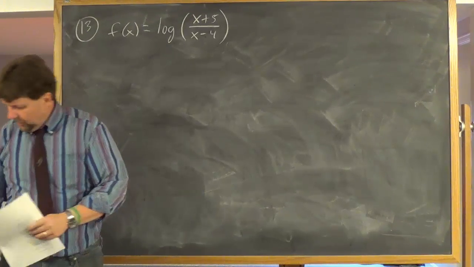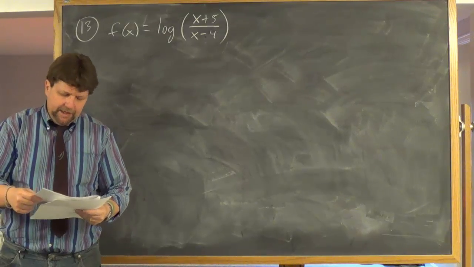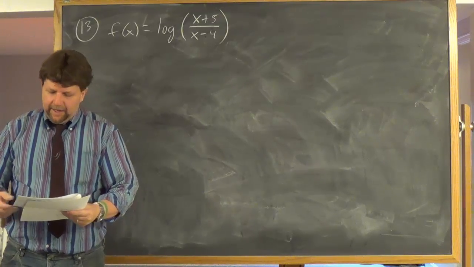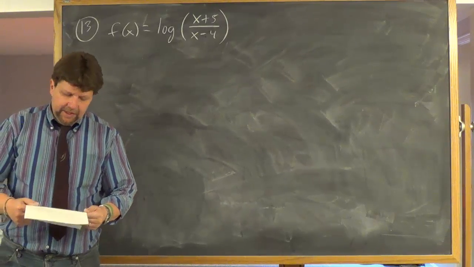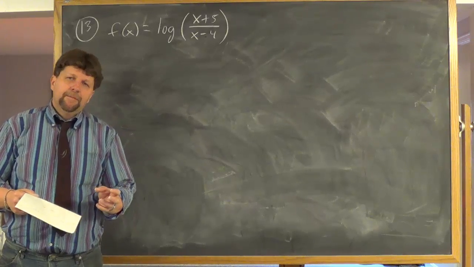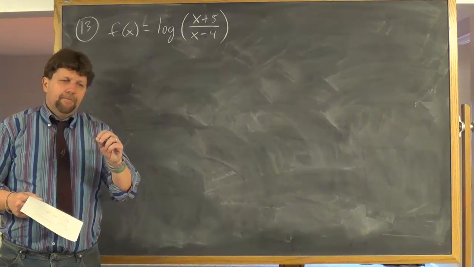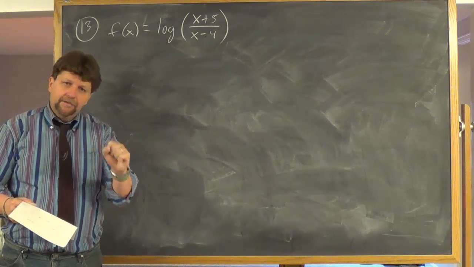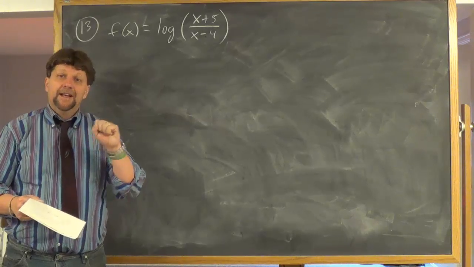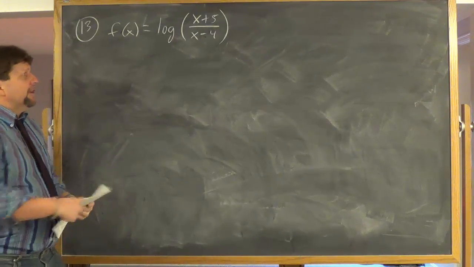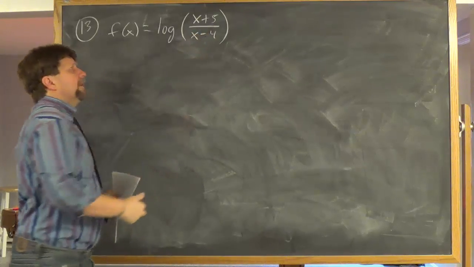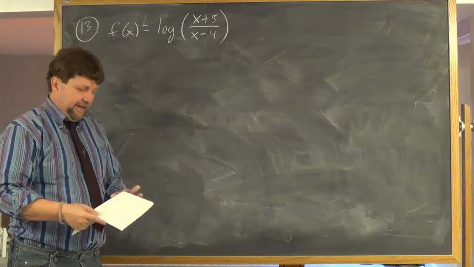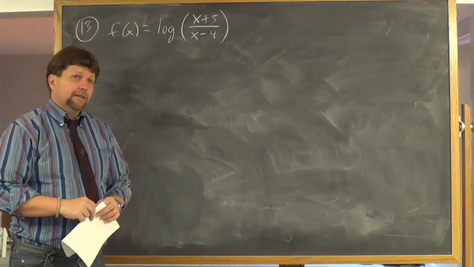All right, hey folks, here at number 13, I gave you a logarithmic function. I asked you to determine the domain of the log function and, of course, write your answer using interval notation. Remember, when you have a log function, the domain has to be greater than 0. You can't find the log of 0. You can't find the log of a negative number. So when I look at this stuff in here, x plus 5 over x minus 4, I'm going to say it has to be positive.